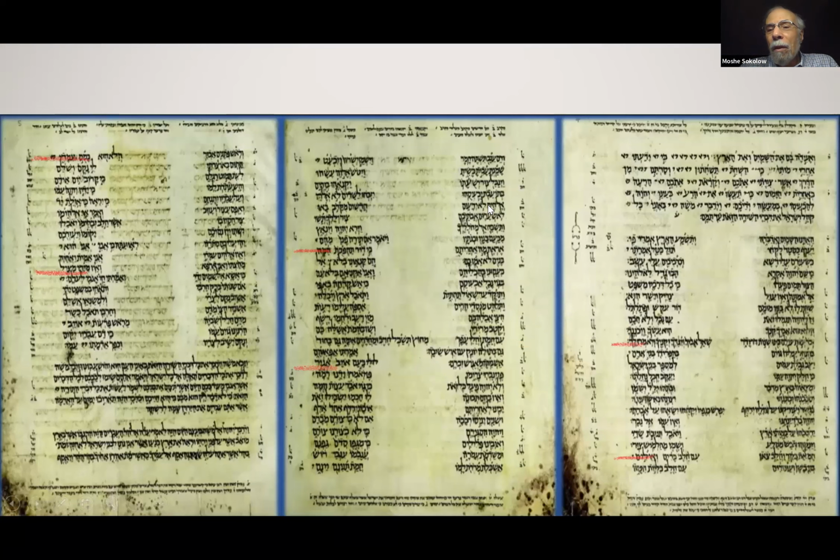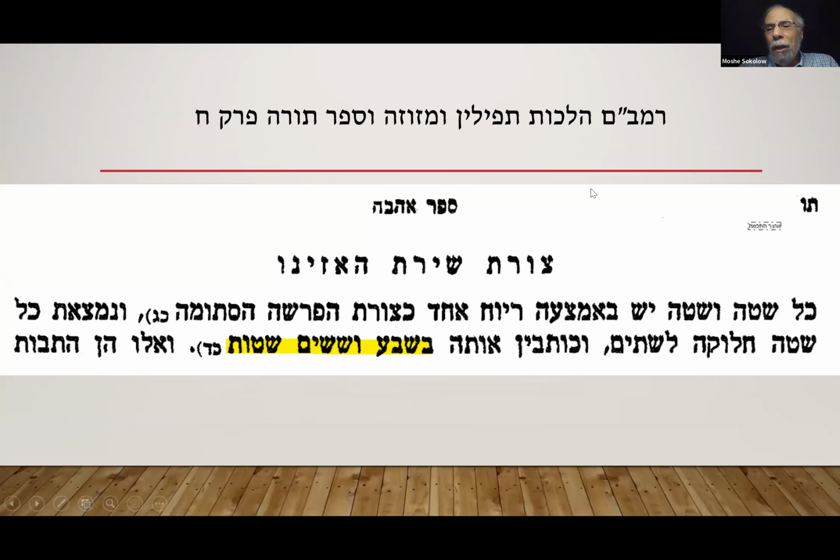And indeed, here we have a different edition of the Mishneh Torah of Maimonides. This is an edition that was prepared by the late Rabbi Kafach of the Yemenite community, in which you can see very clearly that according to this version of the Mishneh Torah, the Song of Ha'azinu is written on Sheva V'Shishim Shitot. It is to be written not on 70 lines, but on only 67 lines.